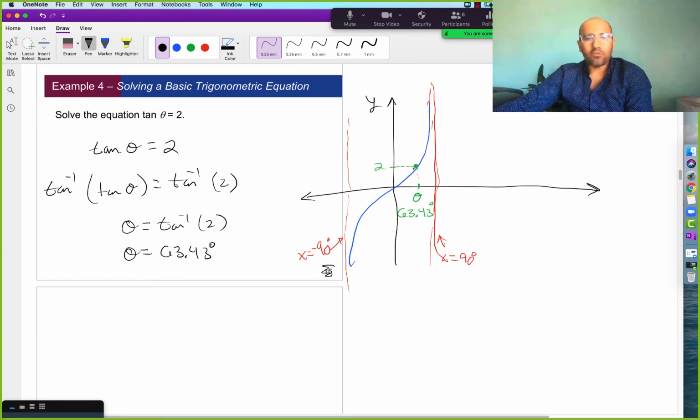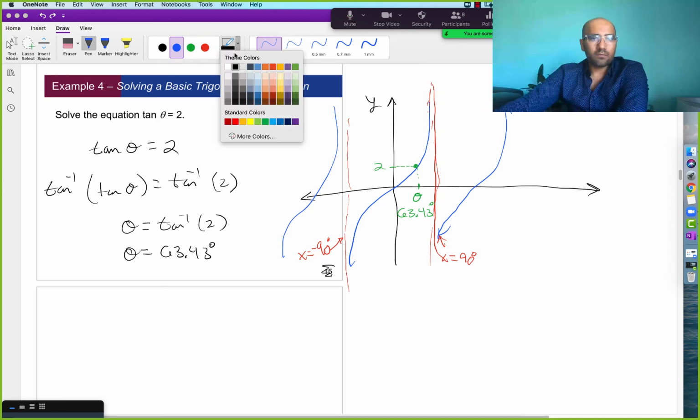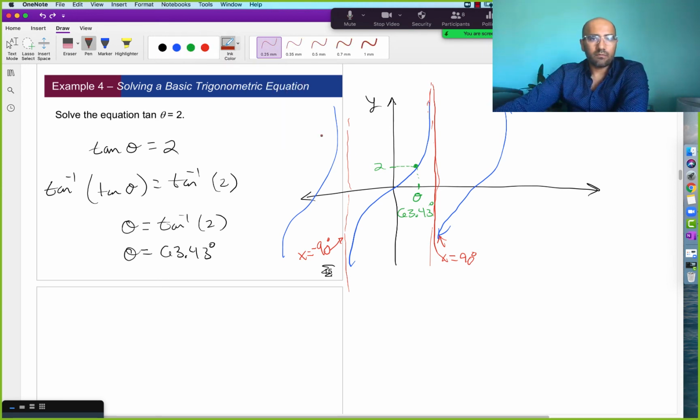We found one solution. We found one value of theta such that tangent of theta equals 2. But we've got to find the rest, and to do that, we just have to remember that the tangent function has a period of pi. It continues that way, and it continues that way, and the distance from there to there is going to be equal to pi. Back to this. Let's pick a different color. Purple? The distance from there to there is 180 degrees. It's pi, right? So the same thing happens here.